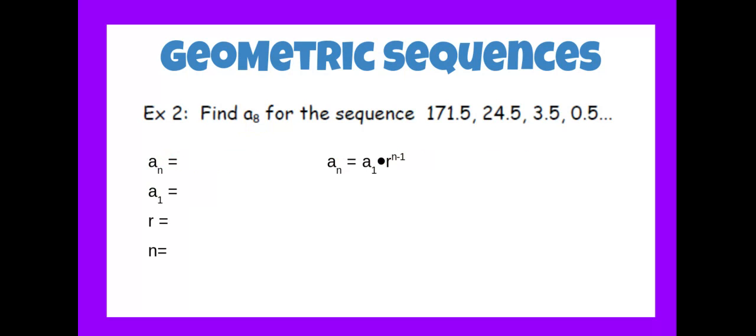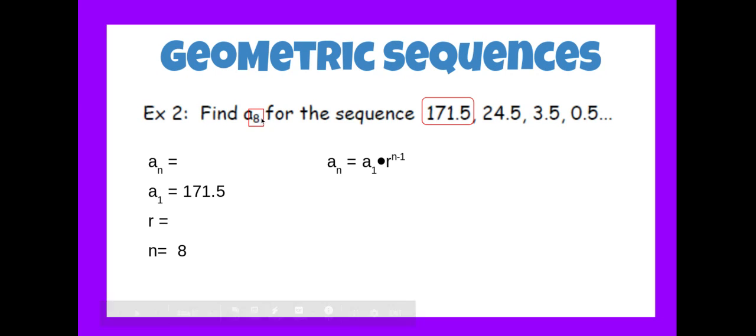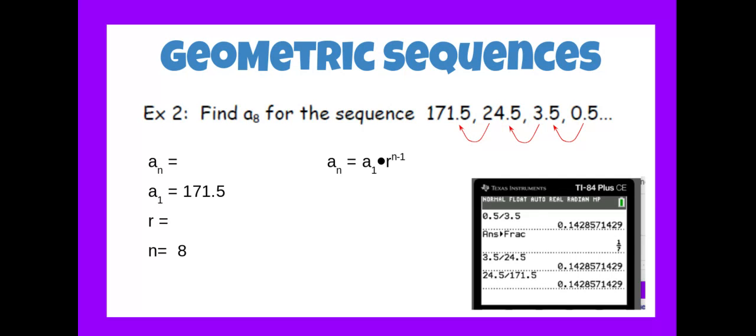So first you're going to write down the information. We're going to find our first term, which is 171.5. And then our n we know is 8 because that's what we're looking for, the 8th term. That's our subscript there. Now the common ratio is going to be a little different. We're going to divide it backwards in our calculator. So you're going to do 0.5 divided by 3.5, and then you're going to do 3.5 divided by 24.5. And you're going to get a really long decimal. So I just want to make sure you guys remember to turn it into a fraction. So our common ratio for this question should be 1/7.